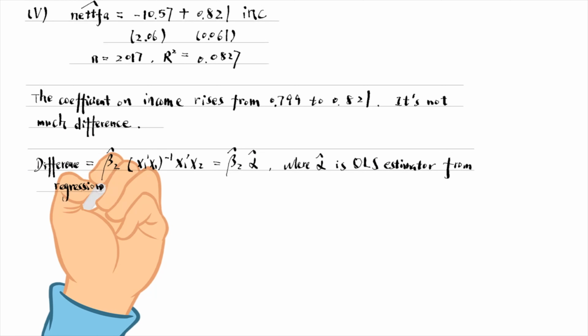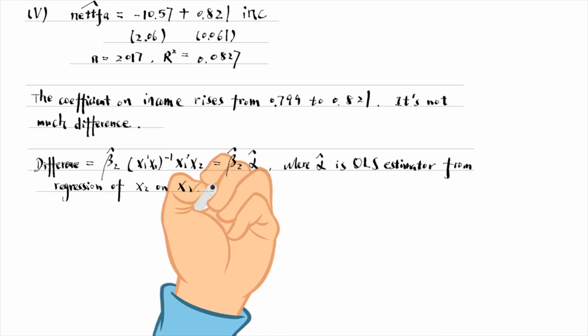From the omitted variable bias formula, we know that if age and income are not highly correlated, the difference in the estimate between the simple regression and the multiple regression could be small. The difference equals beta 2 times the OLS estimator alpha from the regression of age on income.